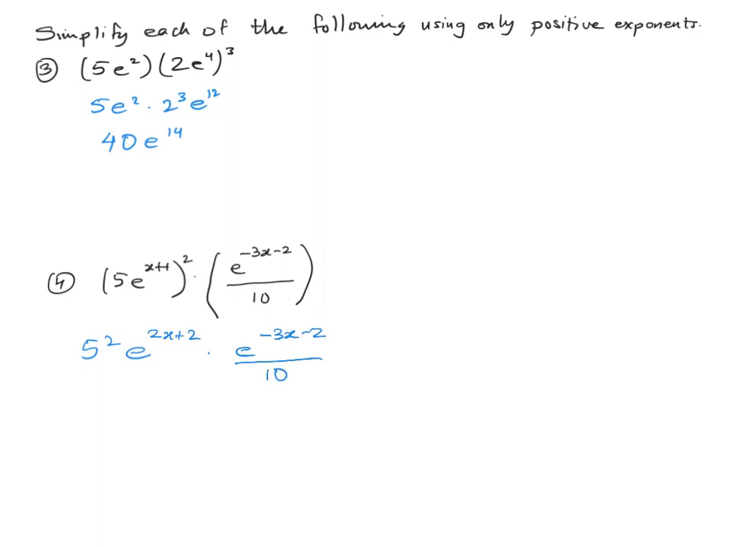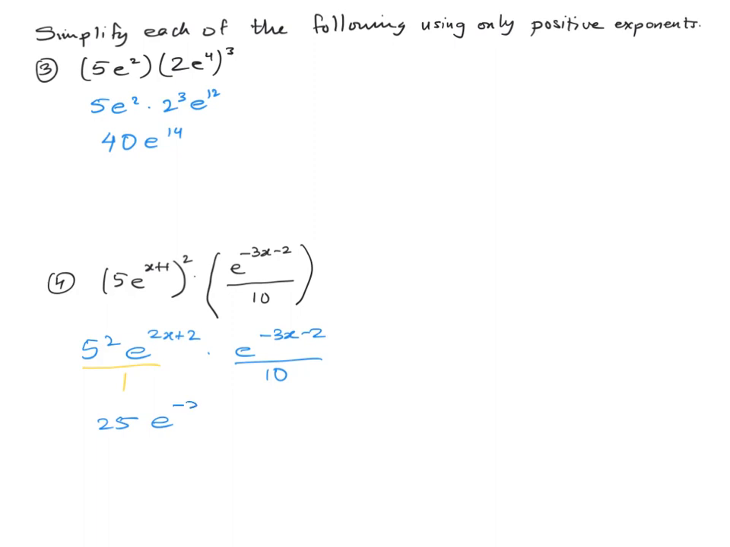Now, because I've got a fraction on the right, I'm going to make the left one also a fraction by dividing by 1. Okay, so now I've got 5 squared, which is going to be 25, and then I have e to this and then e to that, and then over 10. Well, I want to put these two expressions together with that base e by adding the exponents together. So first of all, I'm going to write 5 squared as 25, and then e to the, well, let's see, I want to add 2x plus 2 plus negative 3x minus 2.